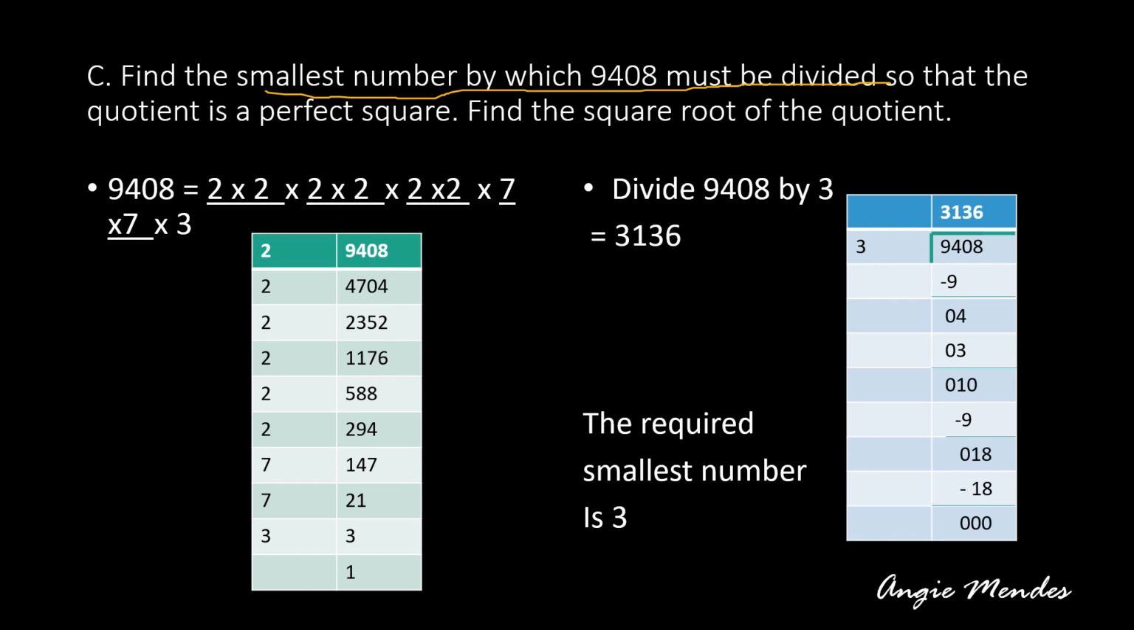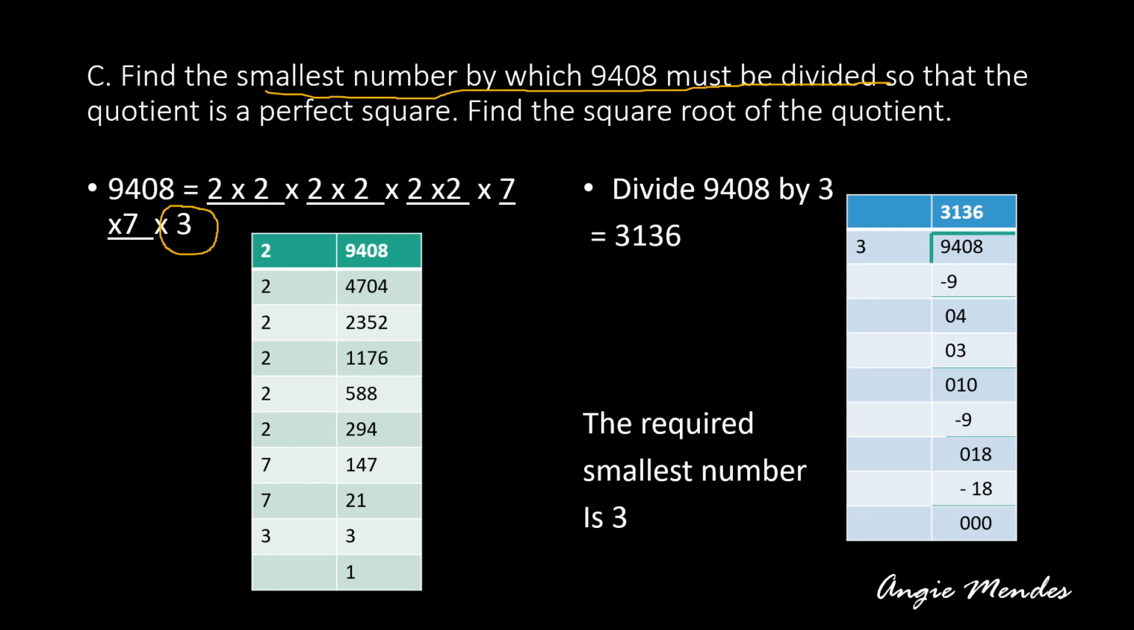So we have made them into pairs and we have seen here that 3 does not have a pair. It does not have a partner. So what we need to do is divide this number by this prime factor which does not form a pair. So on division we will get the quotient which is 3136. You have finished the first part of the problem now. You have found the smallest number, which is 3. Now you have to find the square root of the quotient.